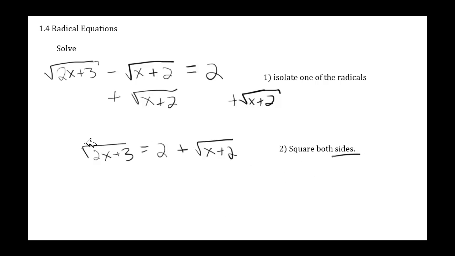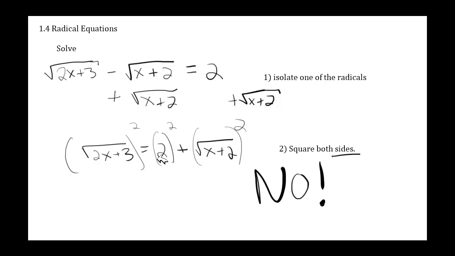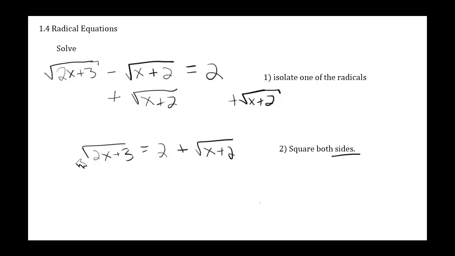Be careful about it. I know it's tempting to try to do this, where you go, okay, square, square, square. That's a big no. Now you're squaring individual terms. You have to square both sides. So let me erase this work and show you what you need to do. Okay, so instead we're going to square both sides. So I square this side, and I square this whole side.